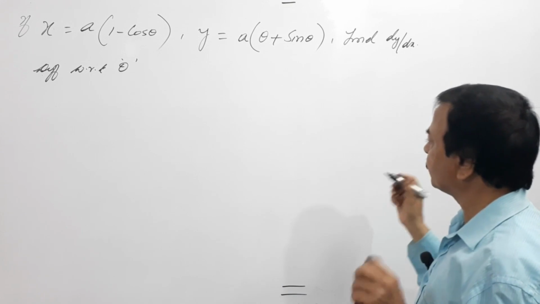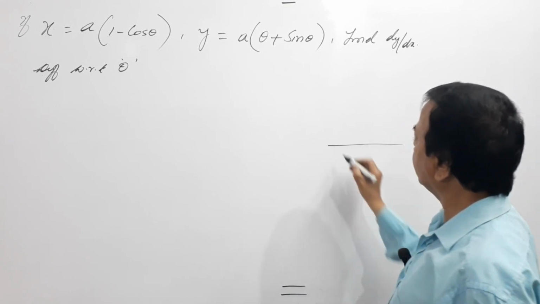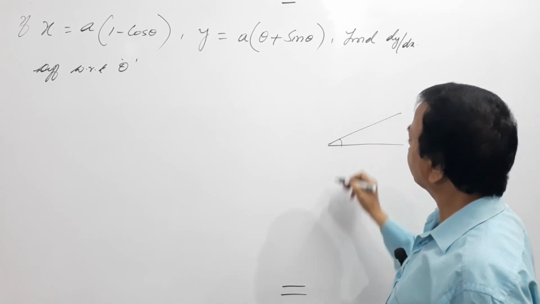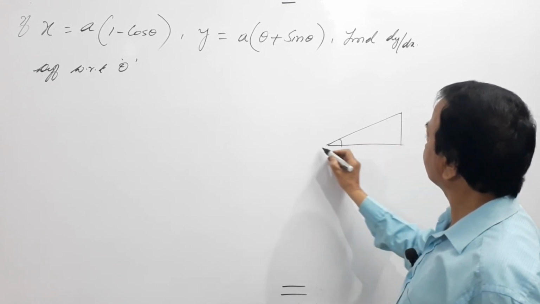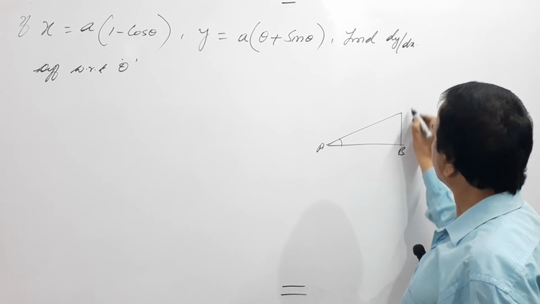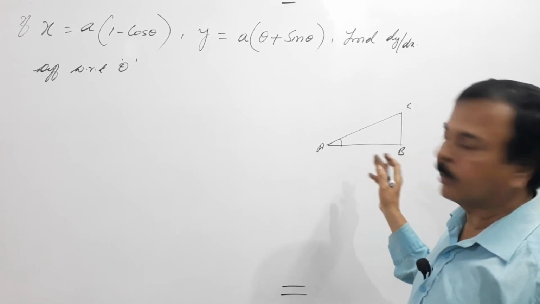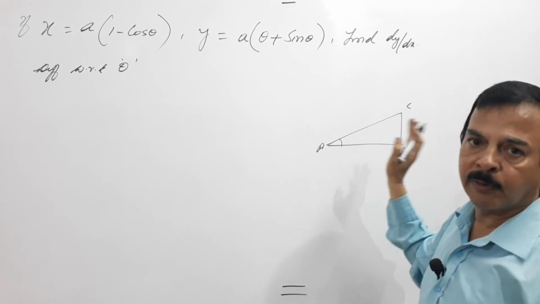For example, I will show you an example. You have a straight line, you make an angle. So for example, this is a right angle triangle. So if this is ABC, we know Pythagoras theorem, AC square equals AB square plus BC square, we are going to use this.